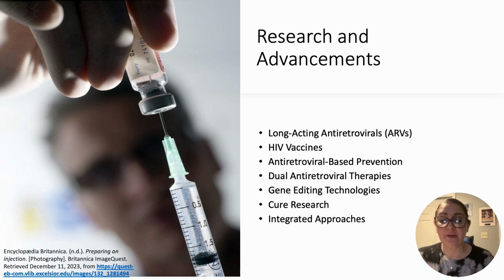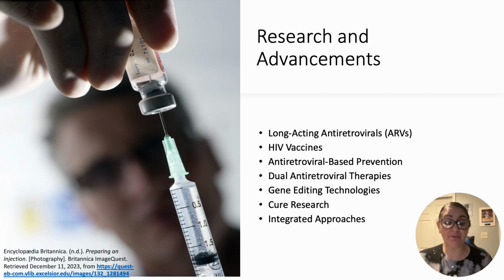Research and advancements. So we'll discuss some research that has been done and some of the breakthroughs that they've had. So, long-acting antiviral drugs. They continue to research the formula for antiviral drugs, offering alternatives to oral, daily medications: injectables and implantable options. HIV vaccines. There's ongoing research on HIV vaccine candidates aiming to stimulate effective immune responses against the virus. Different vaccine approaches, including mRNA and viral vector vaccines, are under investigation. Developing and testing of broadly neutralizing antibodies, which have the potential to target a wide range of HIV strains. These antibodies could be used for both treatment and prevention.